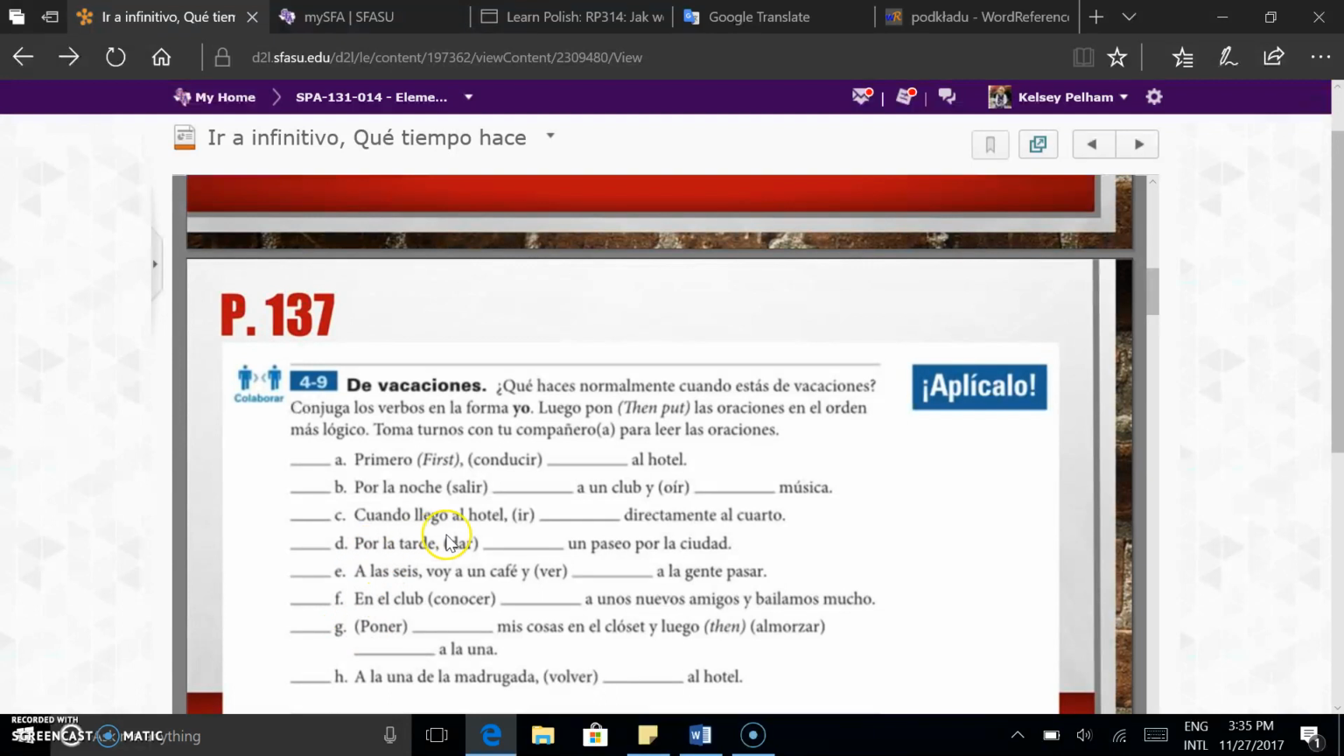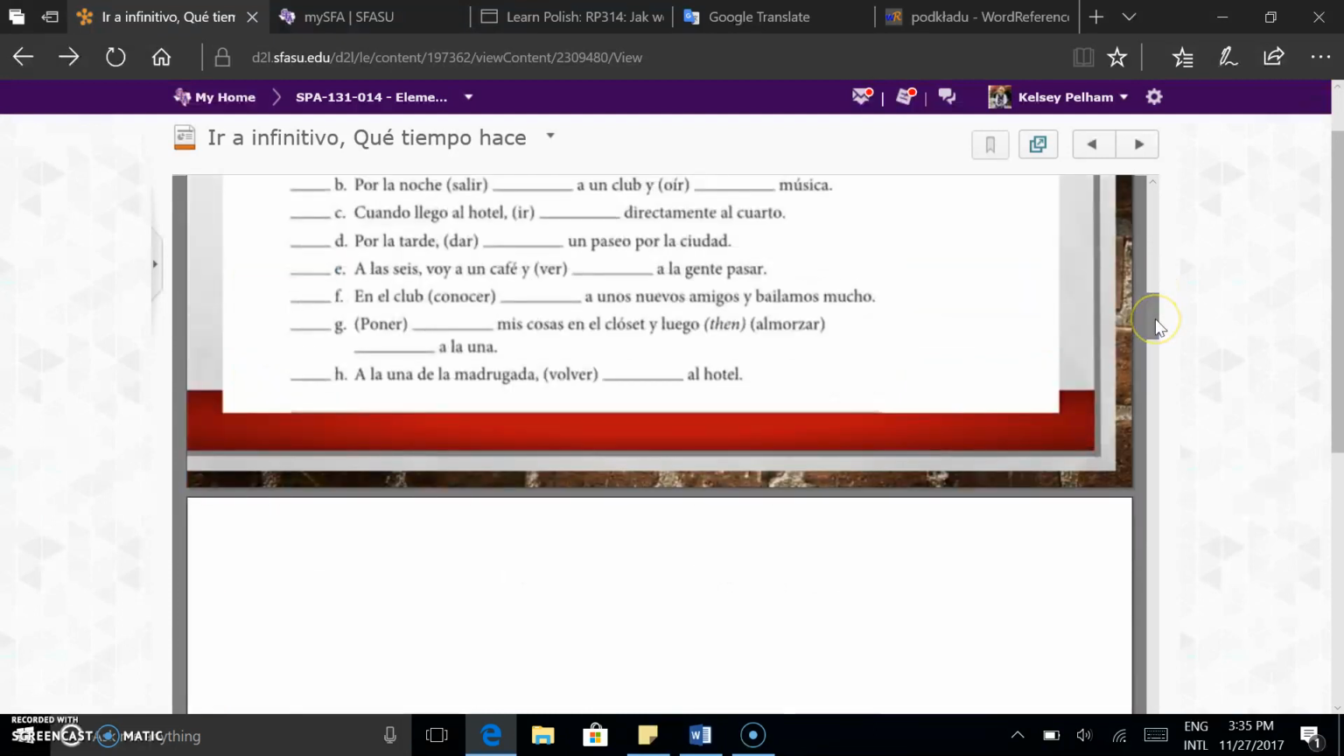Por la tarde doy un paseo por la ciudad. A las 6 voy a un café y veo a la gente pasar. Por la noche salgo a un club y oigo música. En el club conozco a unos nuevos amigos y bailamos mucho. Y a la 1 de la madrugada vuelvo al hotel. Ok. Muy bien.